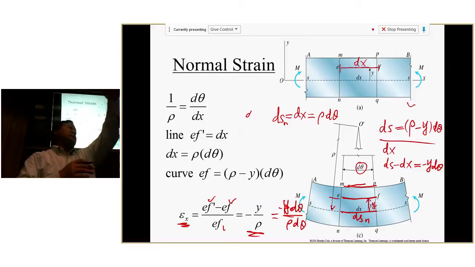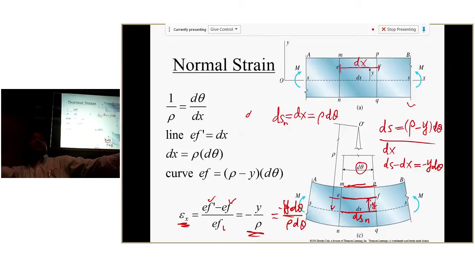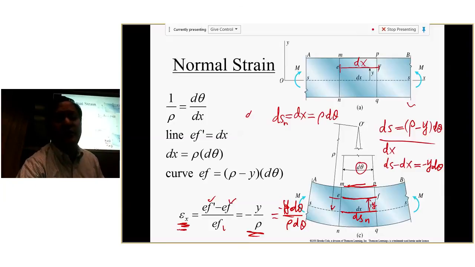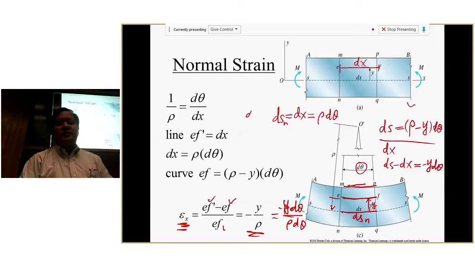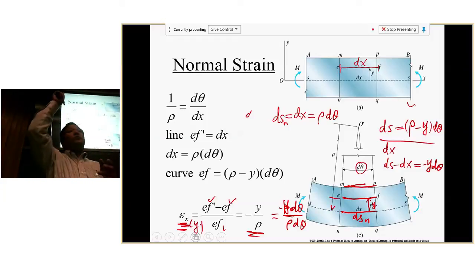You all agree this, right? Radius length equals the radius times d theta, right? That's something very basic. So with that relation, we have this equation now. The strain at location y is equal to y over rho.